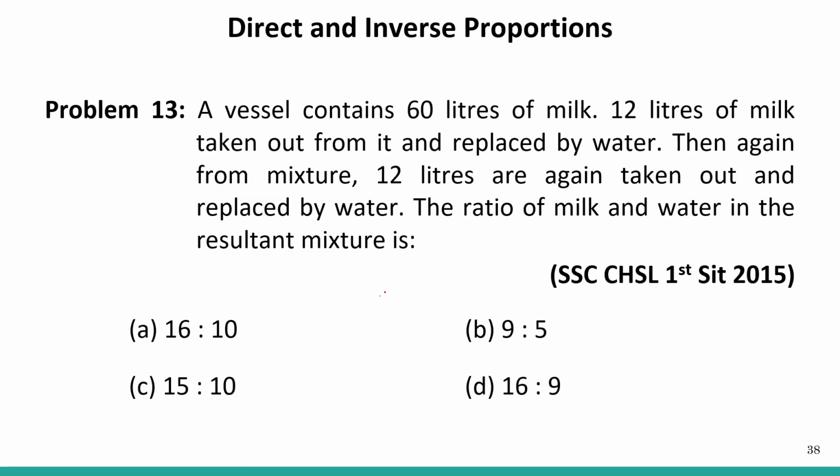So let's see problem number 13. A vessel contains 60 liters of milk. 12 liters of milk is taken out from it and replaced by water. Then again from the mixture, 12 liters are taken out and replaced by water. The ratio of milk and water in the resultant mixture is? This question has been asked in the SSC CHSL first sitting 2015 paper. Is it 16 is to 10, 9 is to 5, 16 is to 9, or 15 is to 10? Let's figure it out.